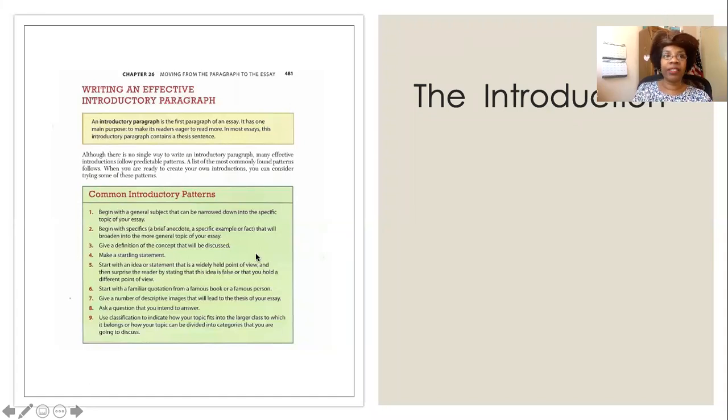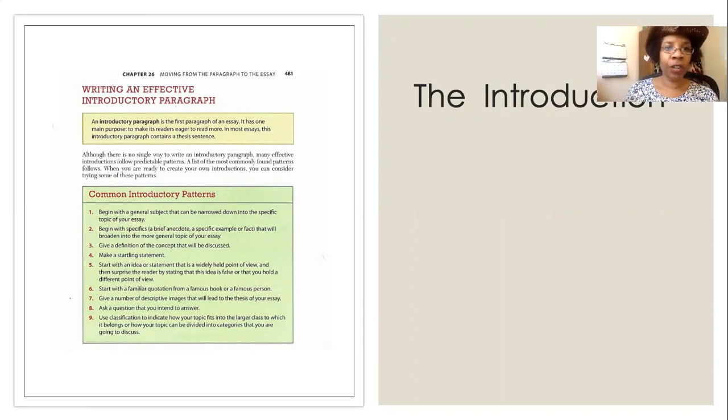All right, so now let's talk about the introduction. Writing an effective introductory paragraph, right? So, common introductory patterns. I want you to begin with a thesis statement because I want a thesis-driven paper. So I want you to practice writing your thesis statement in completely different words 4 or 5 times. And the weakest one, I want you to start your paper with, okay?